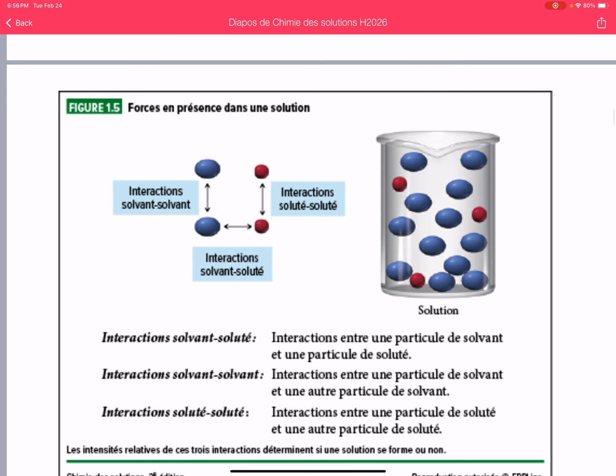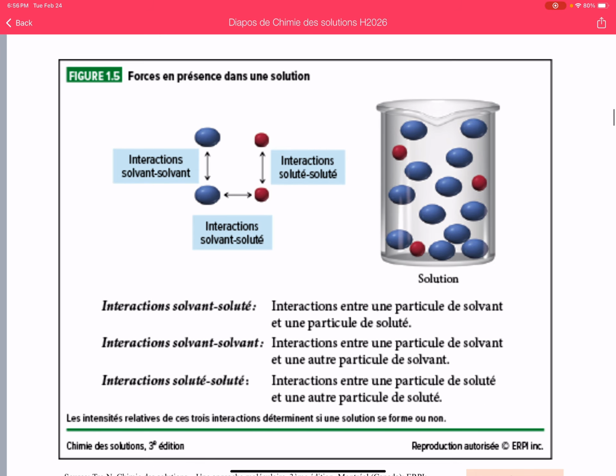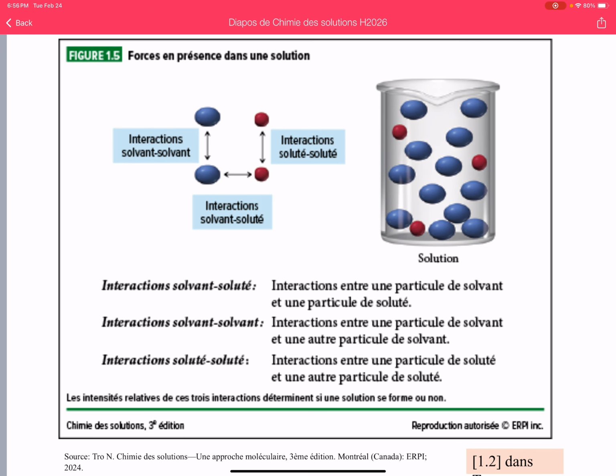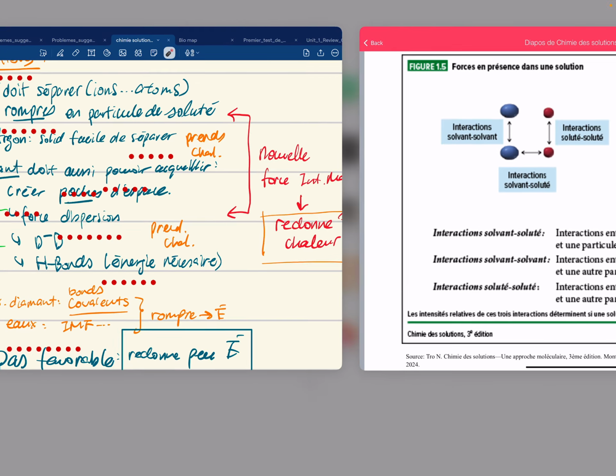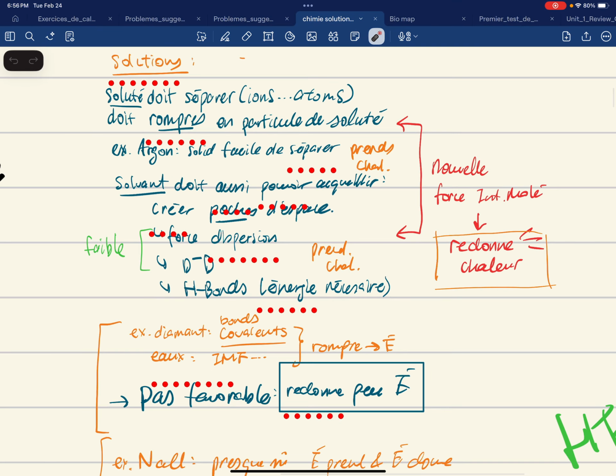For a solution to happen, you need to first break down the soluté, which requires energy, and then also break down the solvant, which also requires energy. Then the new interaction between the solvant and the soluté happens, and that releases energy. So if there's a question about where energy is released, it's when the solvation happens: the interaction between a part of the solvant and a particle of soluté.